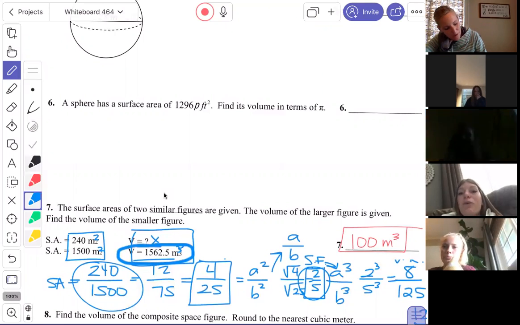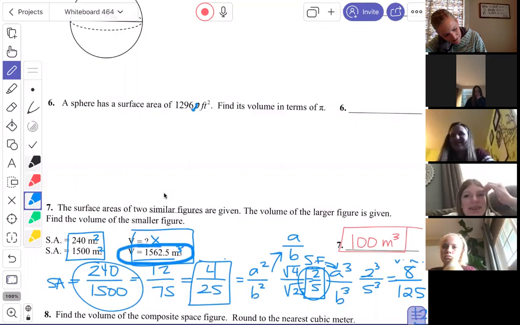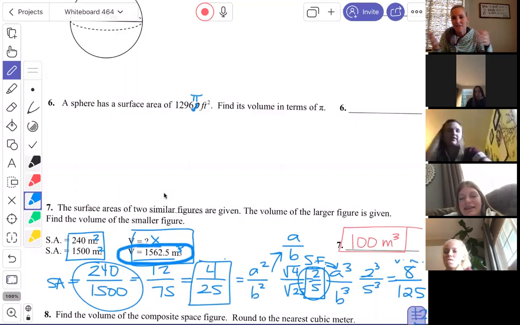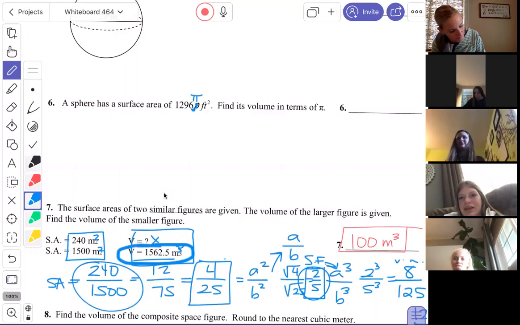Oh, how frustrating. For some reason, Annika, when I'm taking a document and turning it into a PDF, it's taking all of my pi's and turning them into p's. So if you see a p anywhere, it's pi. I don't know why it's doing that. That's frustrating.